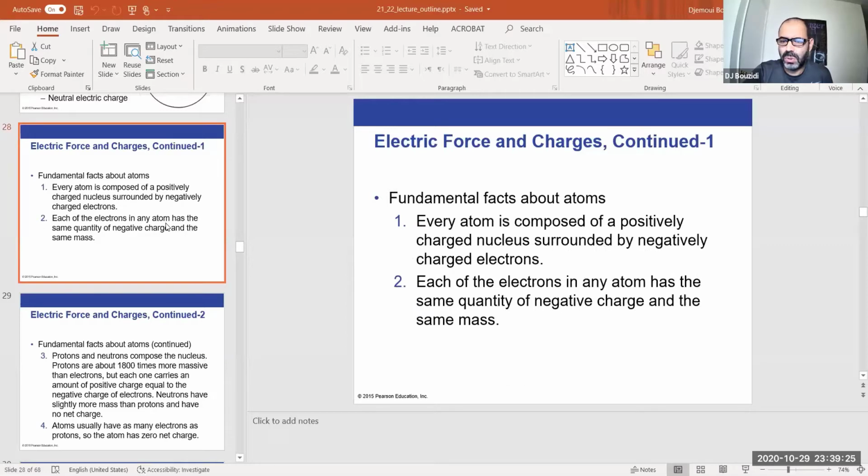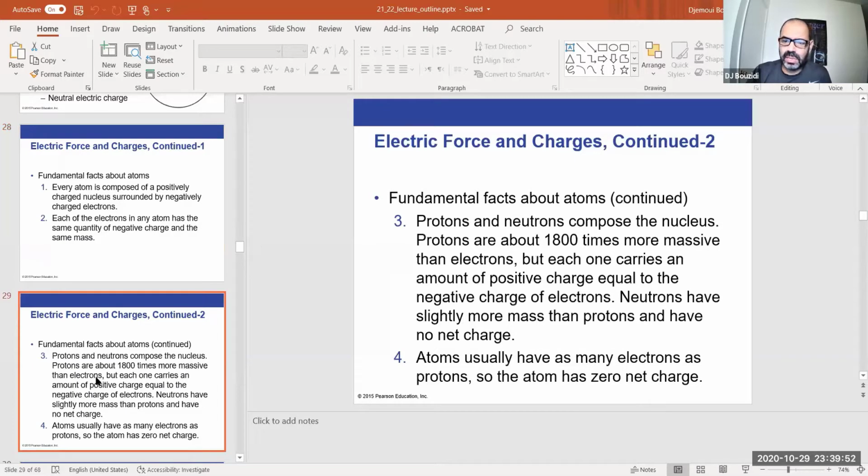Every atom is composed of a positively charged nucleus surrounded by negatively charged electrons. Each of the electrons in any atom has the same quantity of negative charge and the same mass. Now, the previous statement I made applies to a neutral atom, but overall in the universe, they must be the same number, because of the conservation of charge.